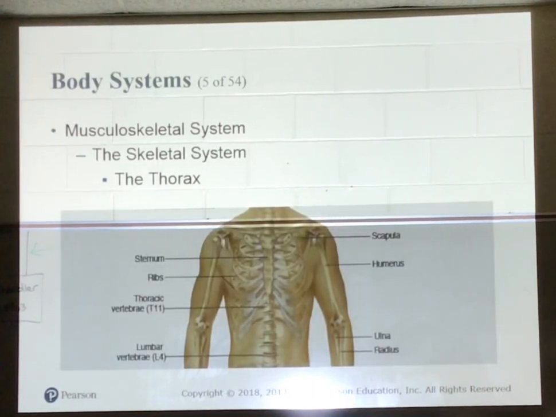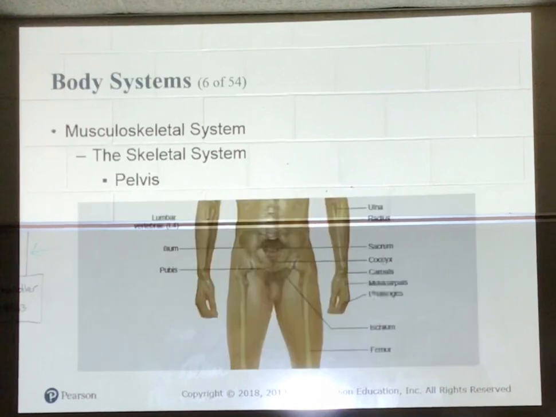All right, the thorax. You have 12 pairs of ribs that attach posteriorly to the thoracic vertebrae. The first 7 pairs attach anteriorly to the sternum. The next 3 attach indirectly to the sternum, and the last 2 are not attached at all. Okay, they're what we call floating.